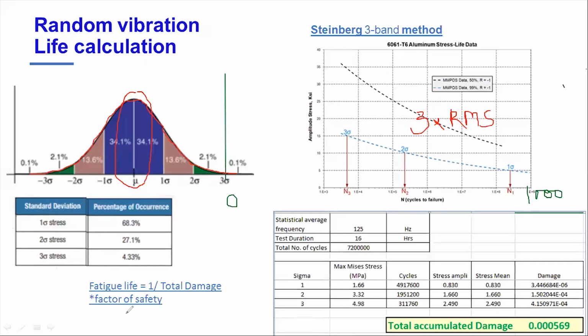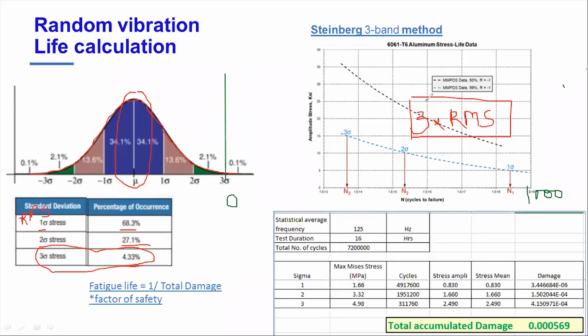But what Steinberg said is that if you take 3 sigma RMS, you are going too conservative. So why not divide it into 3 bands and take only one time? I mean, you take only RMS to be present for 68% of the time, then 2 times RMS stress to be present for 27% of the time, and 3 sigma, which is the worst case, to be present for only 4.33%.